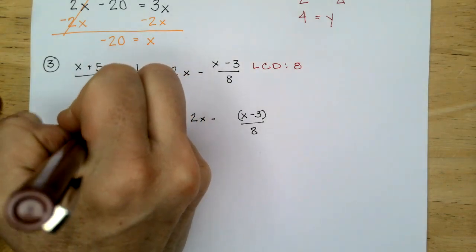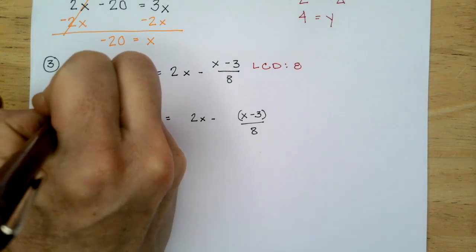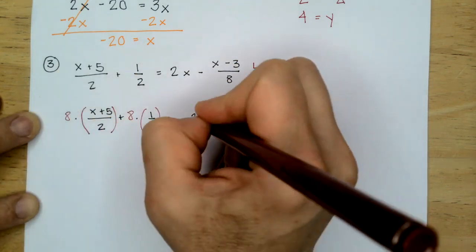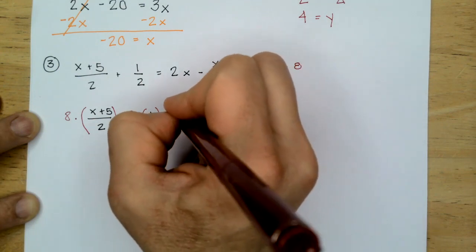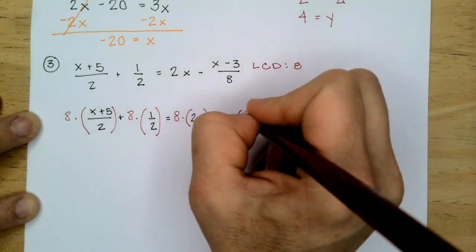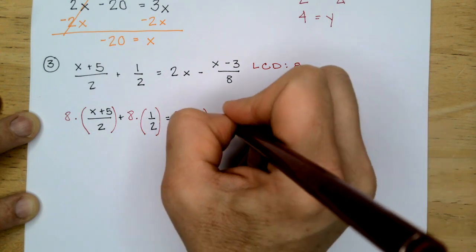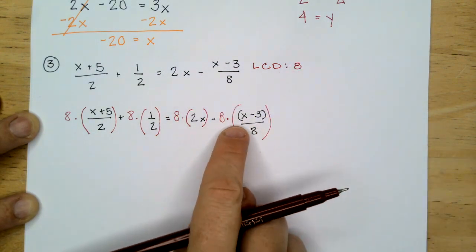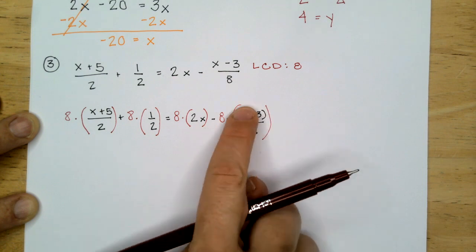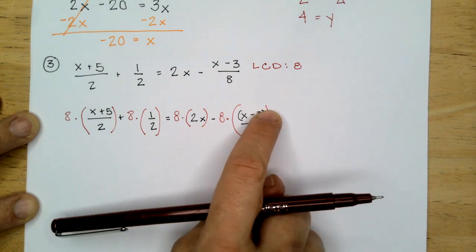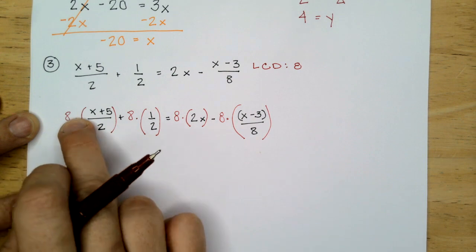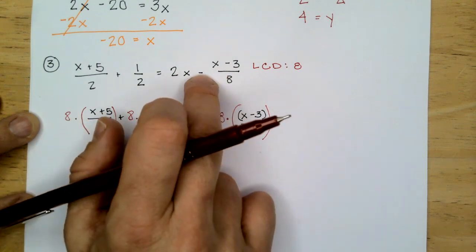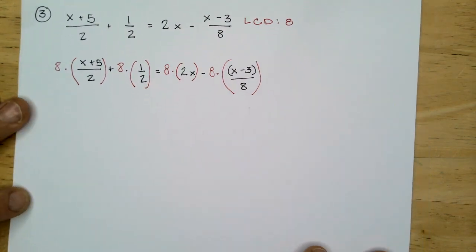I'm going to take my first term, multiply it by 8. Take my second term, multiply it by 8. Multiply this by 8. Multiply this by 8. And remember, it's a negative, so it's a negative 8 times this, or an 8 times negative that, right? This one's going to be a positive, this one's going to be a positive, this one's going to be a positive, but this one, just like it was a negative here, is going to remain a negative.